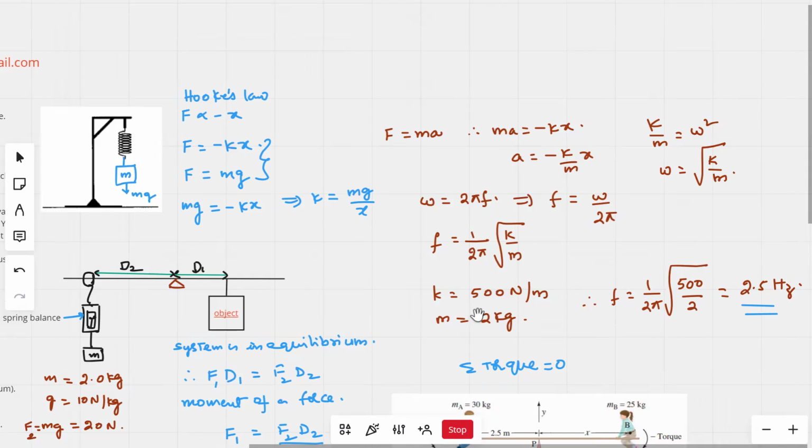And in the question, K is given as 500 Newton per meter and M is equal to 2 kg. From this, I will find out the frequency of the simple harmonic oscillator as 2.5 Hz. With this, the first bit is over.